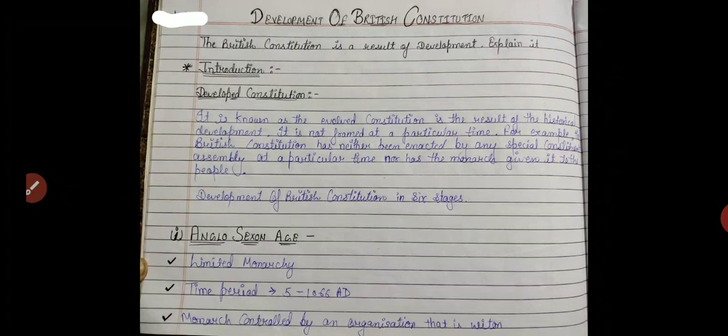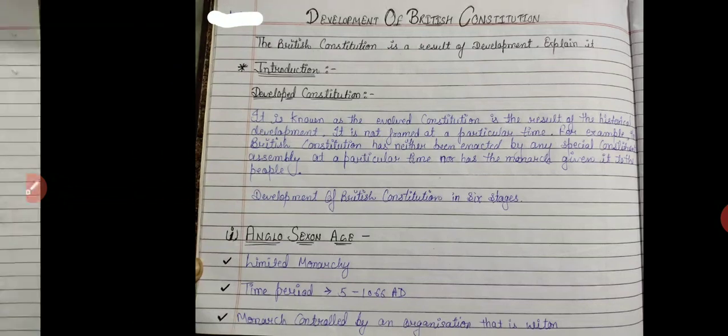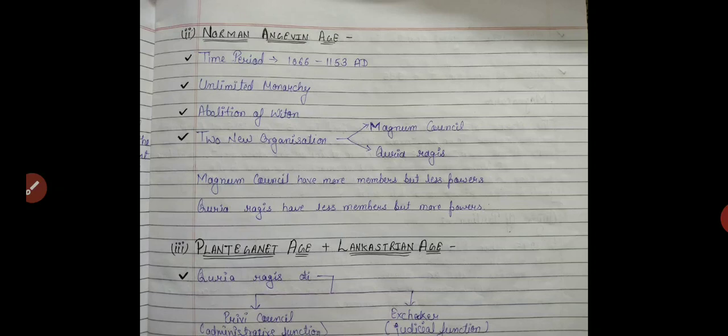Third thing, the monarch is controlled by an organization that is written. Okay. The second age is the Norman Angevin age. The time period is 1066 to 1153 AD. Unlimited monarchy means the monarch is unlimited. It has more power. It is absolute.